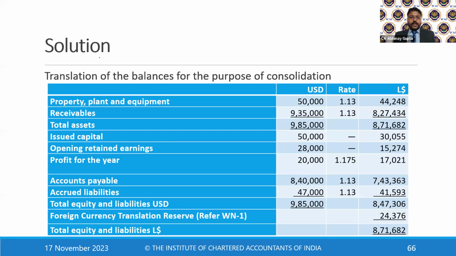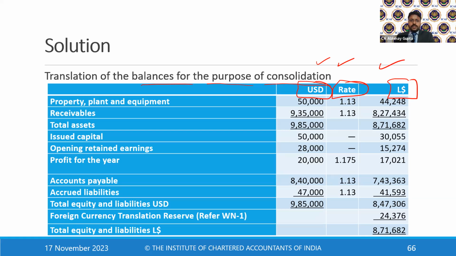Now, how will the translation take place? Translation of balances for the purpose of the consolidation. So this is the USD balance sheet, this is the rate, and this is the functional currency of the parent company balance sheet, the converted balances. So this is the three columnar approach you need to take in the examination.